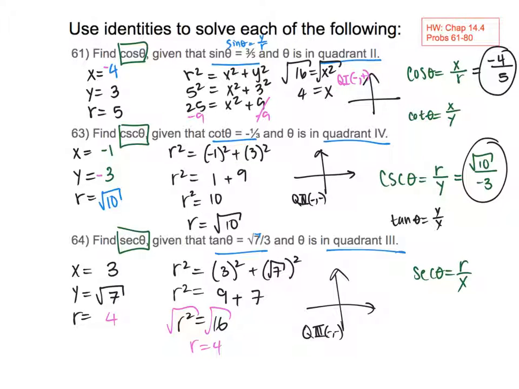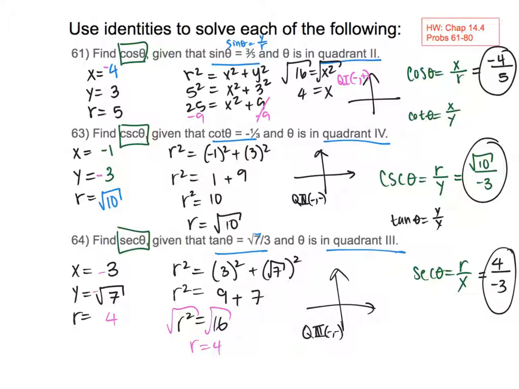So looking at this quadrant here, third quadrant, negative. So that means that my x and y are both negative signs. They both have a negative sign. So in this case, when I find my secant, which is my radius, which is 4, over my x, which is -3, that is going to be my ratio.